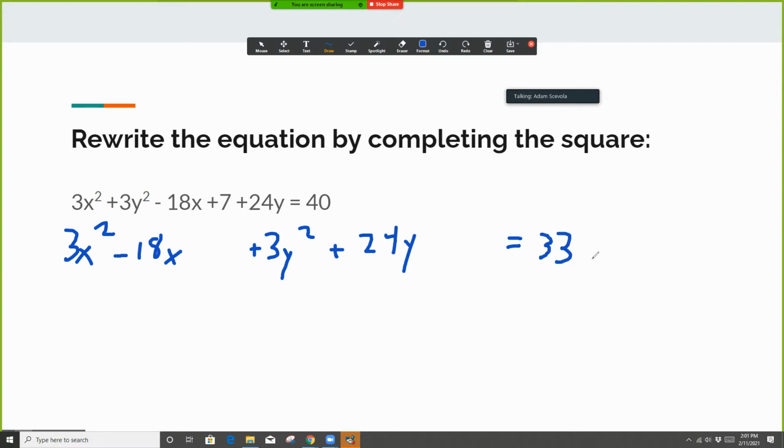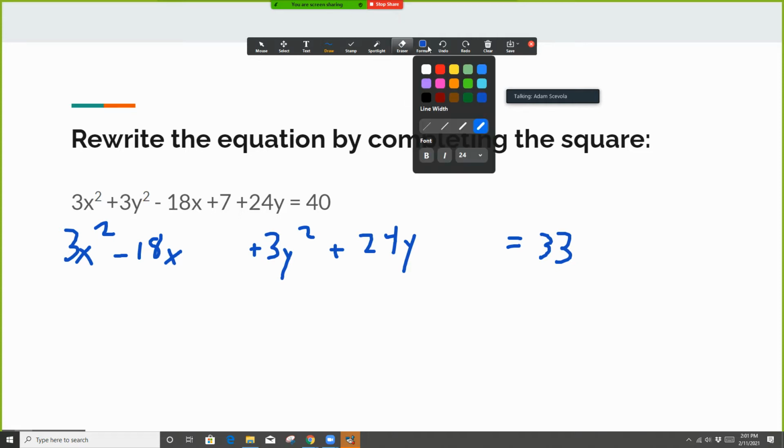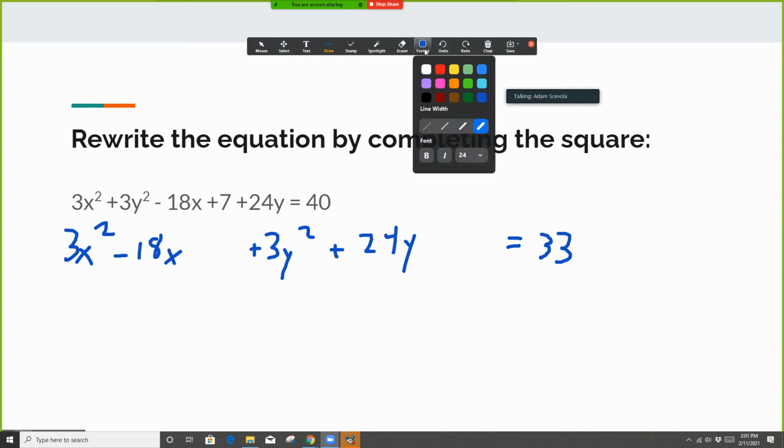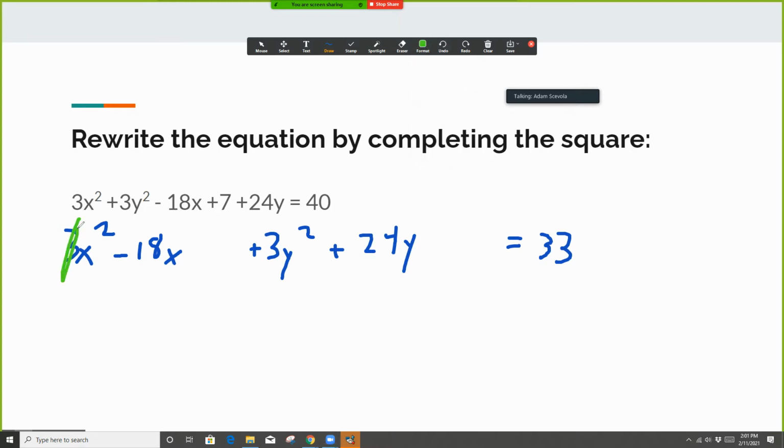All right, so we're trying to get this in standard form of a circle, and you'll see what that is in a second. We want to complete the square here and here. So first, we want to get rid of that coefficient of 3. Whenever we complete the square, like we did at first, we had a 1x squared. So we want a 1x squared and a 1y squared. So we're going to divide everything by 3.